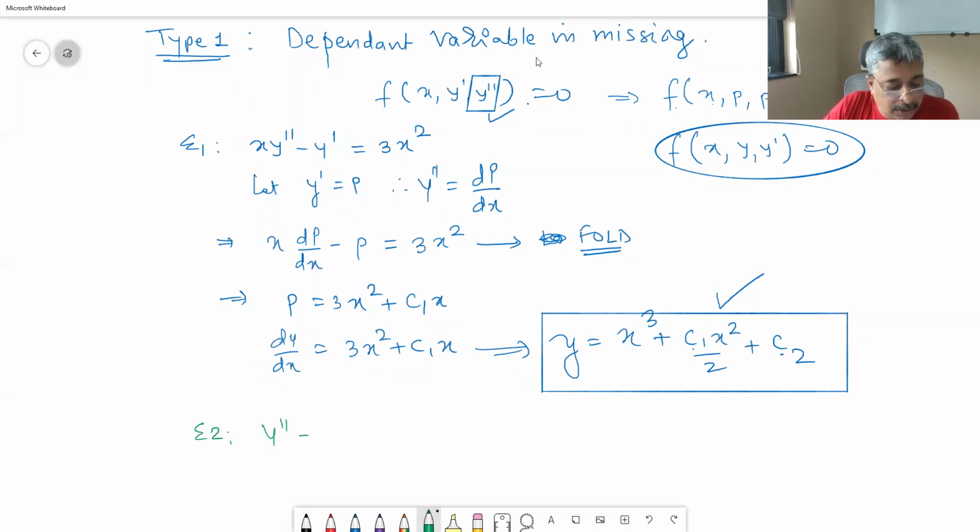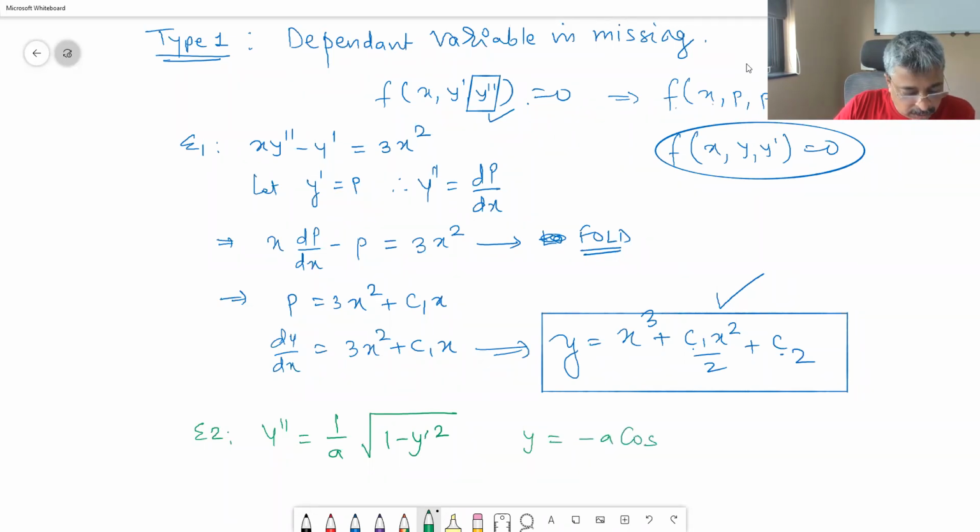Example 2. y double dash is equal to 1 upon a radical 1 minus y dash square. Solve. If you use the same method, I think the integration is very simple. Therefore, you end up getting the answer y is equal to minus a cos of (x by a plus c1) plus c2.